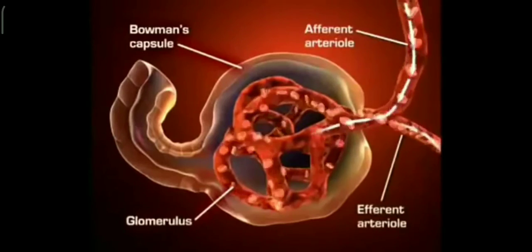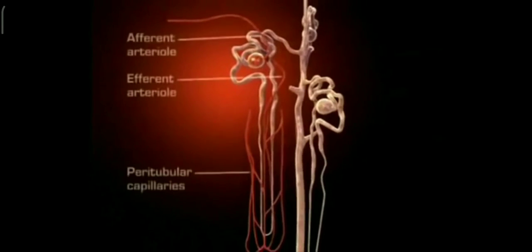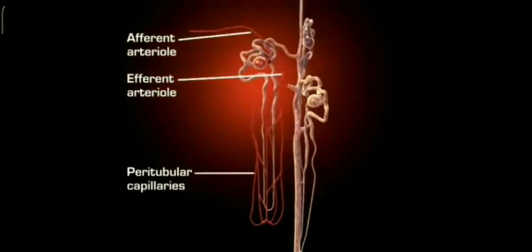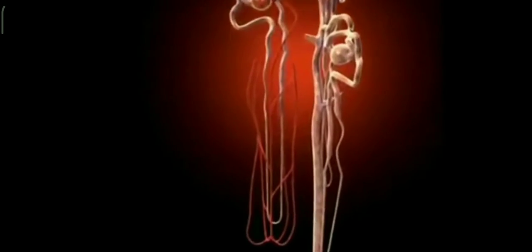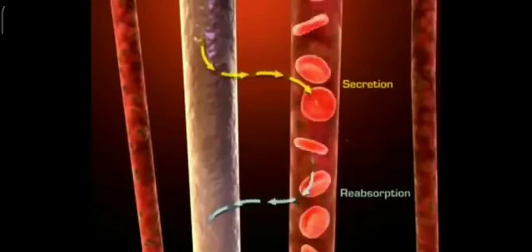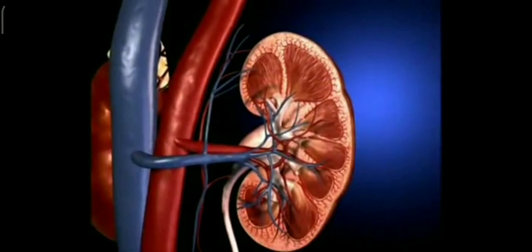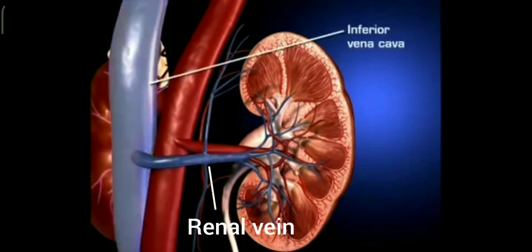From the efferent arteriole, the blood then enters the peritubular capillary network. These peritubular capillaries are those capillaries which surround the nephron. From this peritubular network, these capillaries unite to form the renal venule. Through the venule, blood enters the renal vein. Through the renal vein, it exits from the kidney.